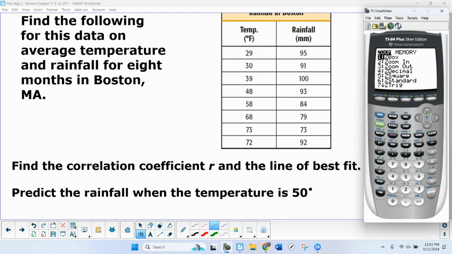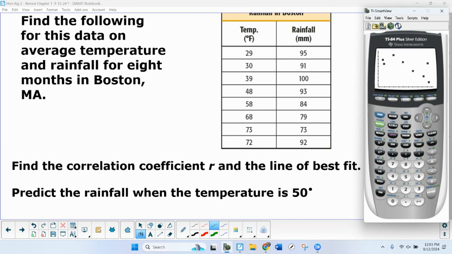So what do? Zoom, and which one? 9. We only use 2 zooms. 6 is standard. It goes from -10 to 10 by a scale of 1 on both axes. Zoom 9 is ZoomStat. It will fit to whatever statistics we just put in our lists. So I'm going to hit enter, and there's my scatter plot.